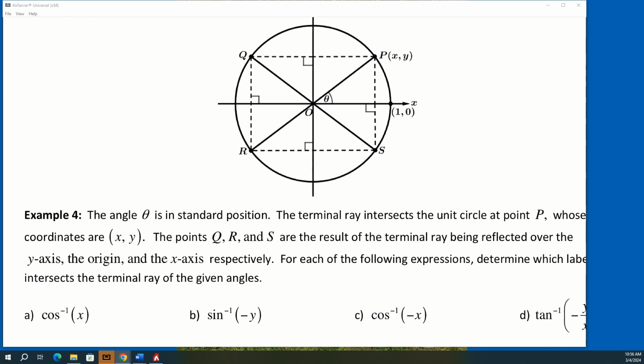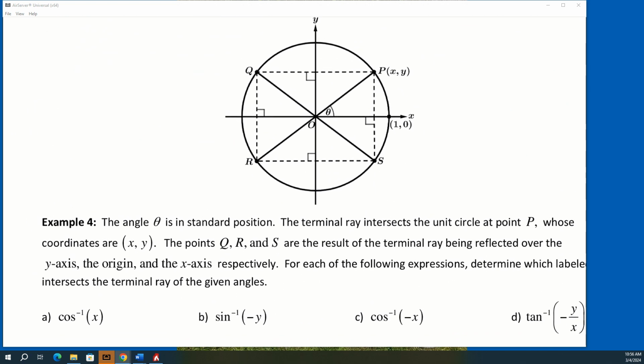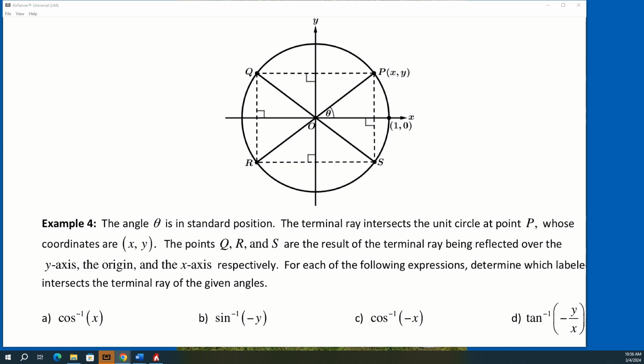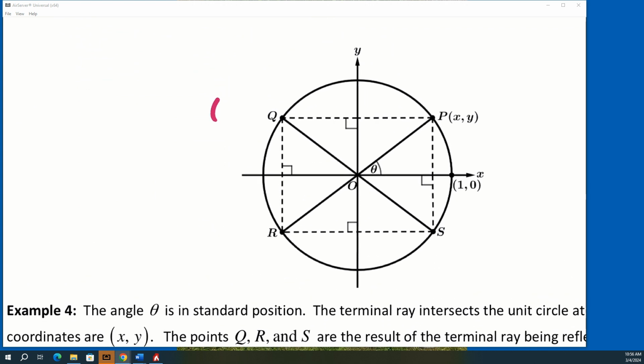All right, so let's look at example 4 and 5. So example 4, we have this theta is in standard position and the terminal ray intersects the unit circle at point P. And the coordinates of point P are x, y. And then we have Q, R, and S that are the results of doing a bunch of reflections. So let's figure out the ordered pairs at each of those. So Q occurs when P is reflected across the y-axis. So what are the coordinates of Q? Negative x, y. Very good.